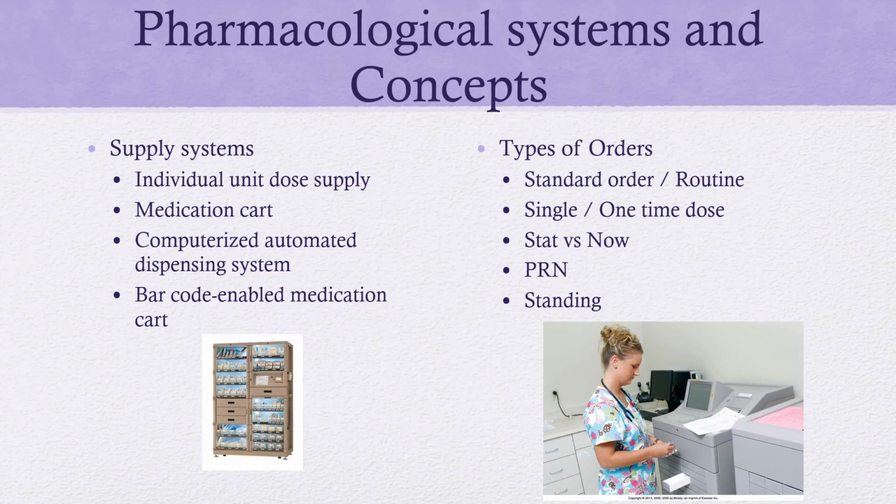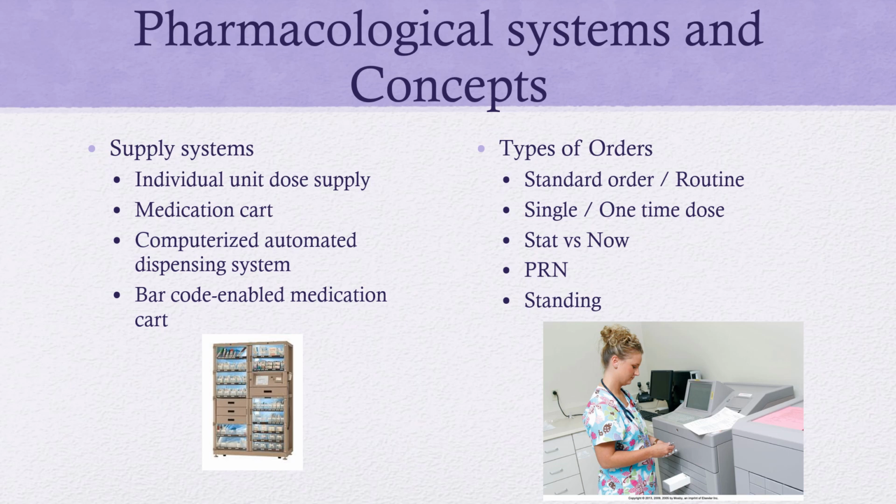So again, also different supply systems, different types of orders. Orders can be given as standing or routine. Those are the most common. The doctor starts it, it keeps going until someone tells them to stop it. So Lasix 20 milligrams daily, they'll probably take that for the rest of their lives.